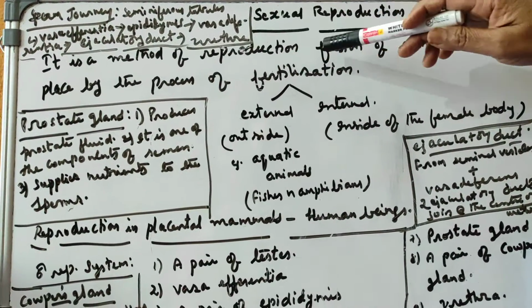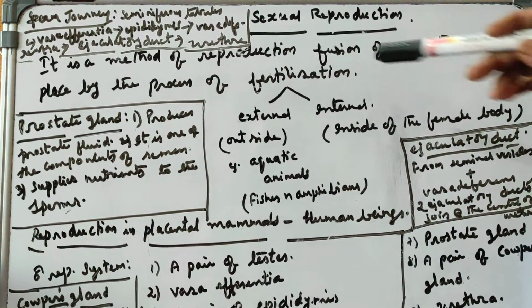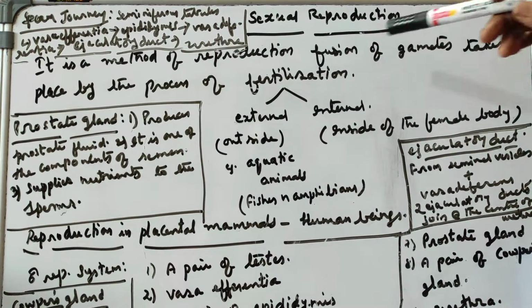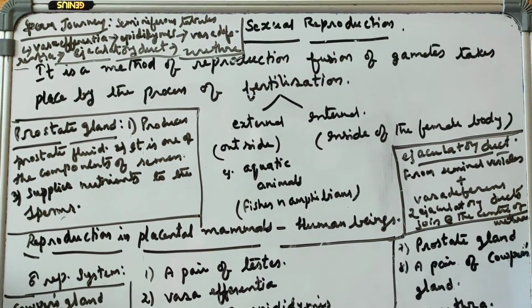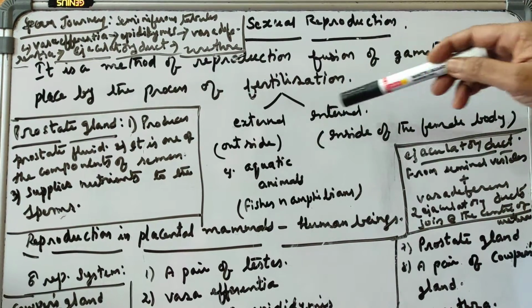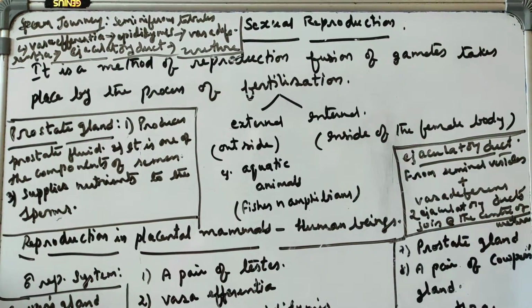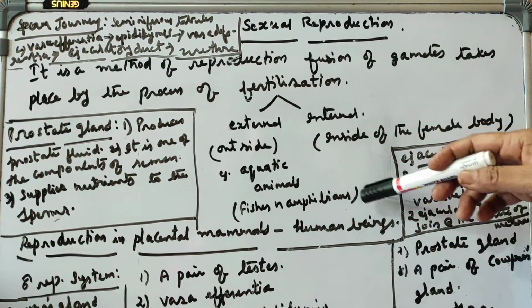This is a method of reproduction. Fusion of gametes takes place by the process of fertilization. Here gametes will be fused in the process of fertilization. And this is of two types, external and internal. External fertilization we generally see in aquatic animals, for example fishes and amphibians.